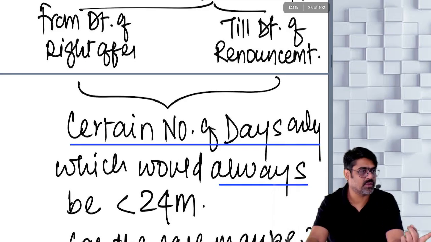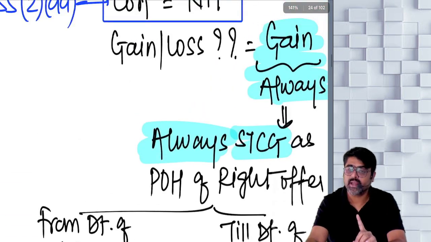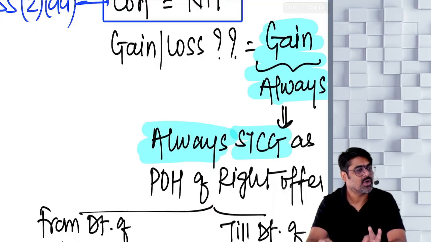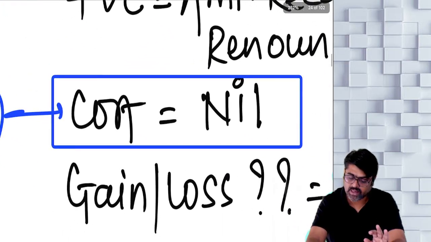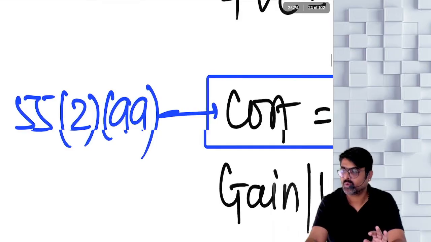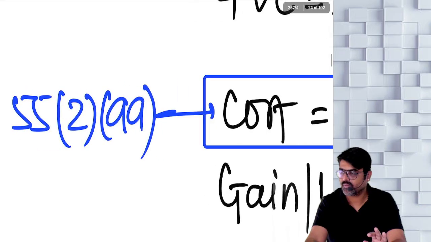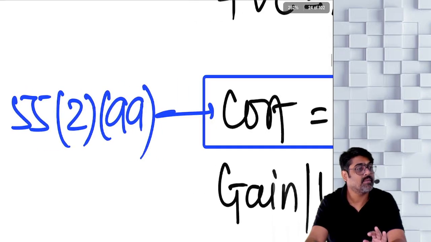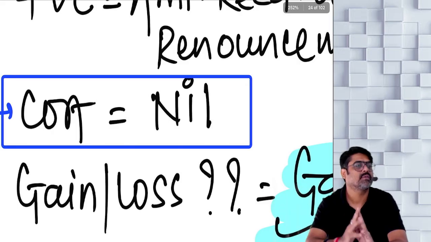The right which you are renouncing will always be a short-term capital asset, and the resulting gain will always be a short-term capital gain. And it will always be a gain. Why? Because the cost of acquisition of the right you are going to take as nil, as per 55(2)(aa). Will you remember? Now, if you renounce the right, the story ends here.